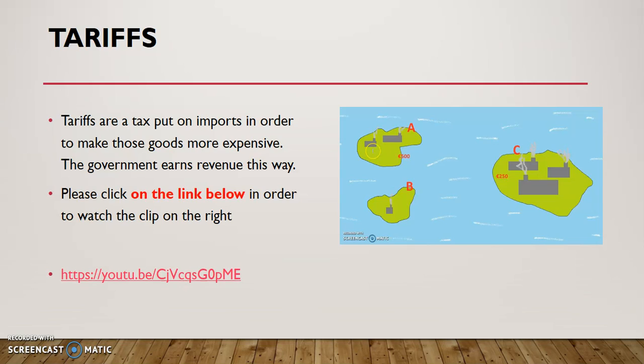Right, assuming you've watched the other video, this one's about tariffs. Tariffs are a tax put on imports in order to make those goods coming into those countries more expensive. Now the government earns revenue in this way, so unlike subsidies, it doesn't cost the taxpayers any money, it actually generates more money. But similar problems and similar upsides and downsides to subsidies exist.